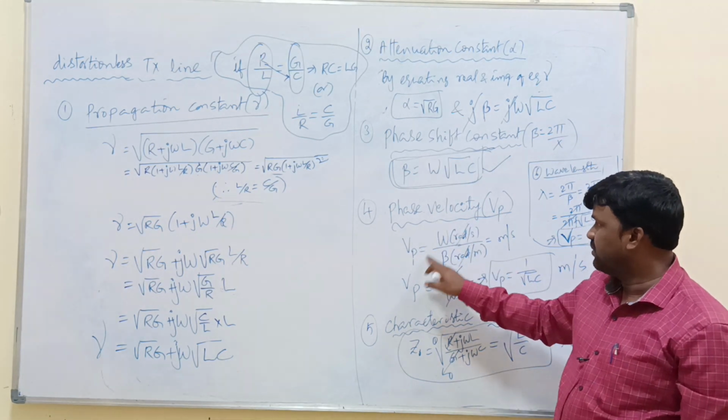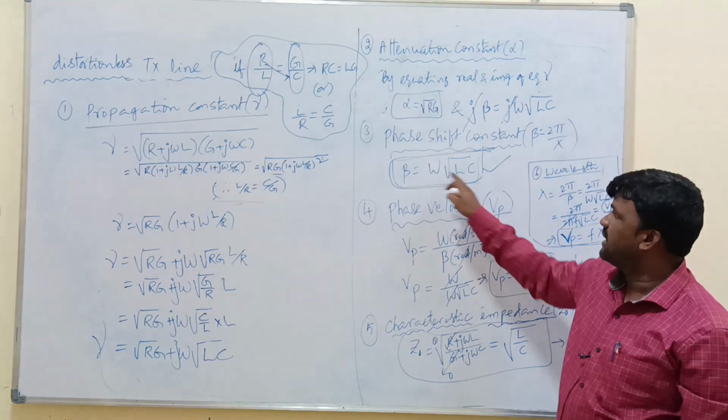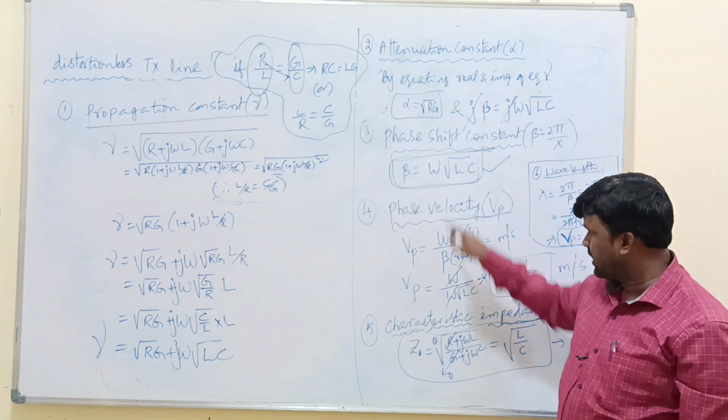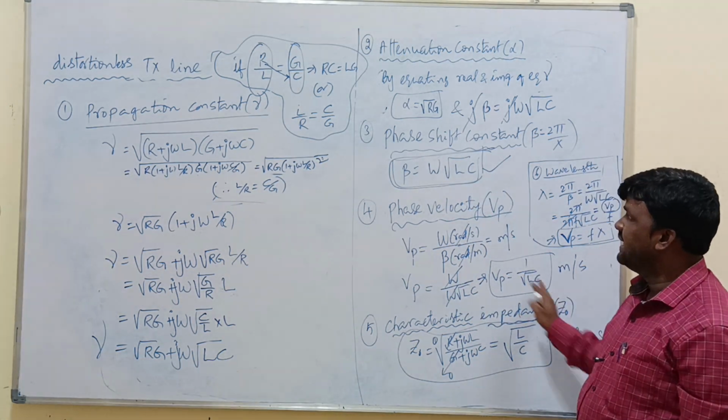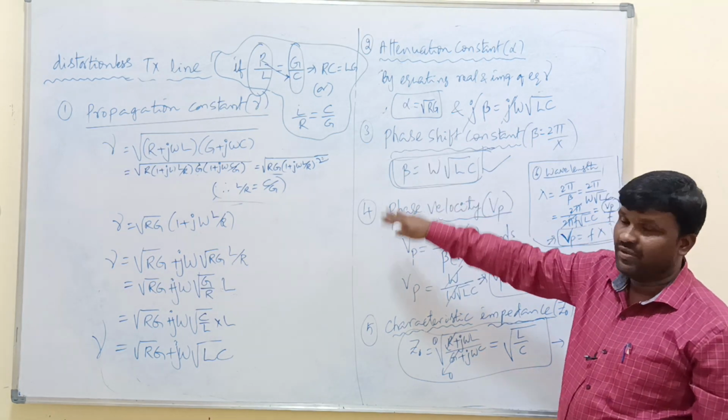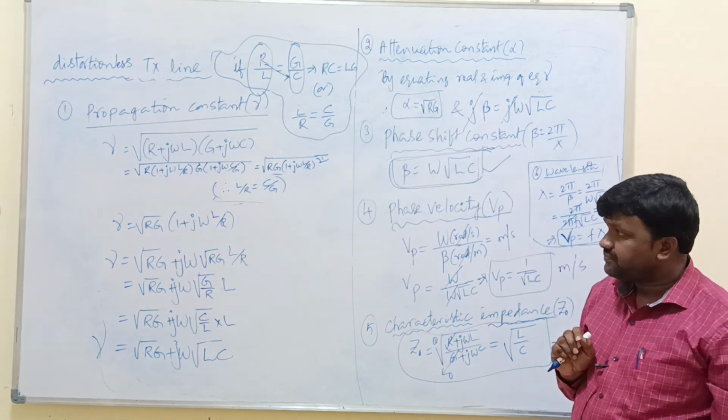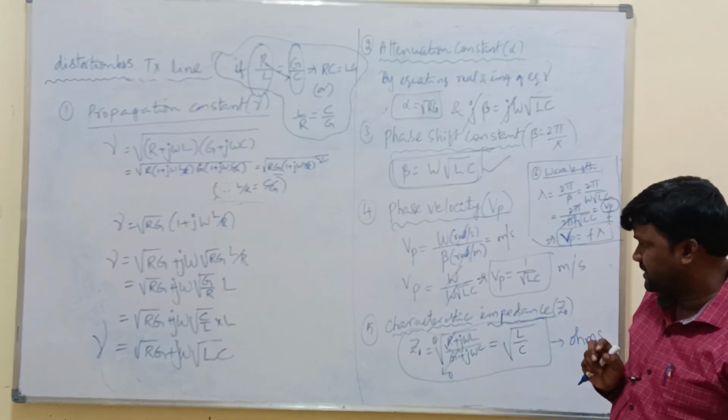Phase velocity, that is Vp equal to omega by beta. Substitute beta as omega root LC. We get Vp as 1 by root LC. That means phase velocity and phase shift constant are the same for the distortionless and lossless transmission lines.